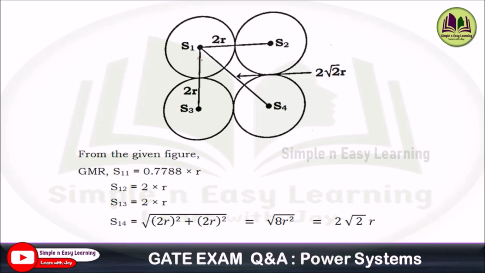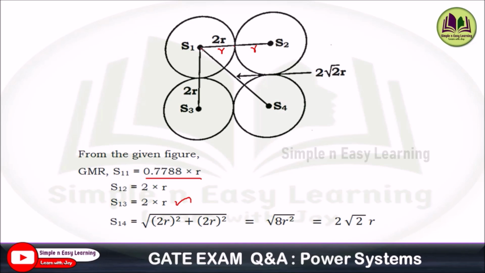Consider the given diagram. From the diagram, we can find the GMR for each conductor. For a single circuit, considering the first conductor S1, the self GMD is r dash, that is 0.7788 r, and the mutual geometric mean distance between strand S1 and S2 is 2r. Since the radius of both conductors is the same, you get 2r. One r is from the center point to the outer surface, and the second one is this radius, so it becomes 2r. Similarly, the distance between the two strands S1 and S3 is 2r.